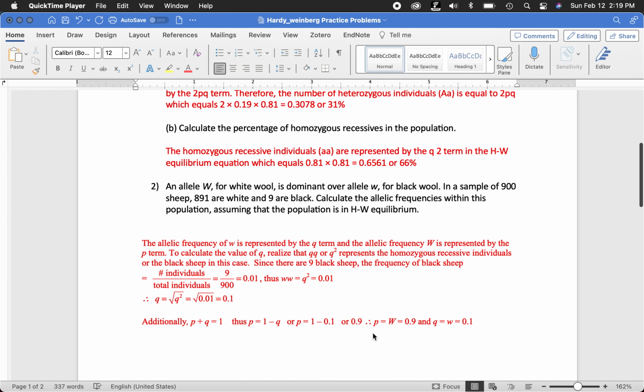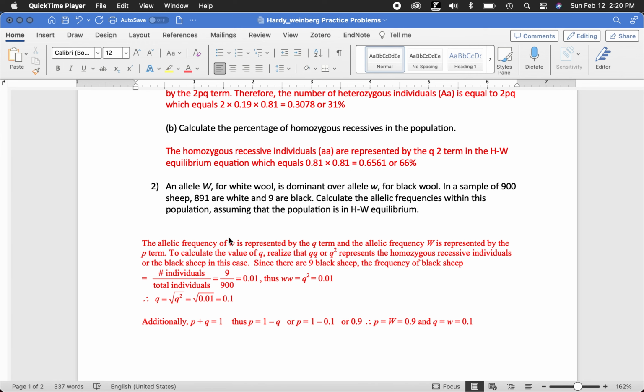Okay. Number 2, an allele large W, capital W, which is the dominant representation for white wool, is dominant over the little w allele for black wool. In a sample of 900 sheep, 891 of them are white and 9 of them are black. Calculate the allelic frequencies within this population, assuming that the population is in Hardy-Weinberg equilibrium. We know that the allelic frequency of little w is represented by the Q term, and large W is represented by the P term.